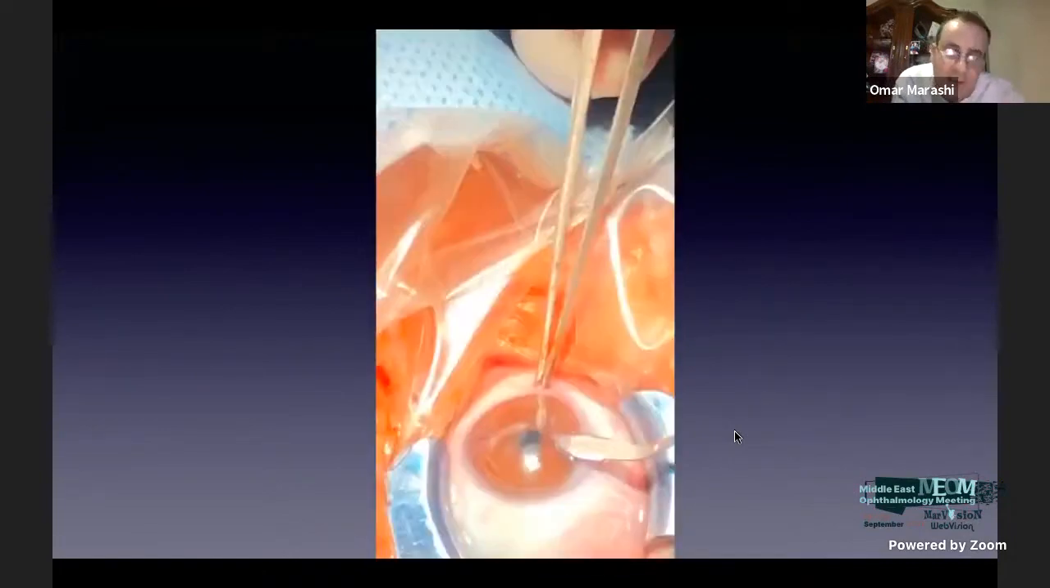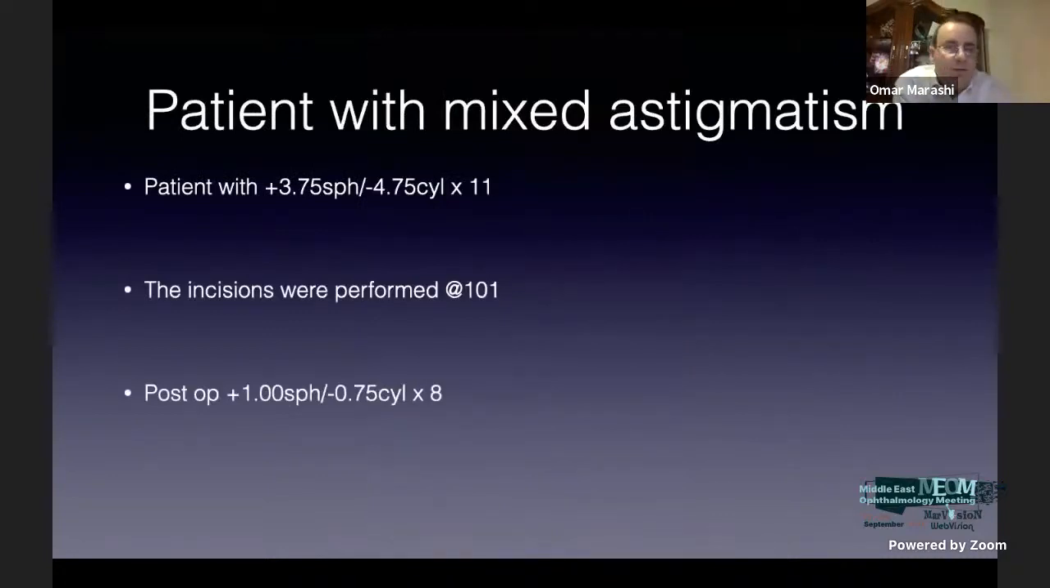And that concludes the case. In this case, I did not need to put any OVD. So this is a patient of mixed astigmatism, just to show you how the results went. The patient prior to the surgery had a plus 3.75 sphere over minus 4.75 at 11. The incisions were performed at 101, I meant on the steep meridian.